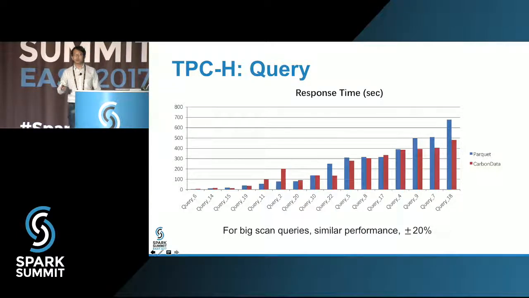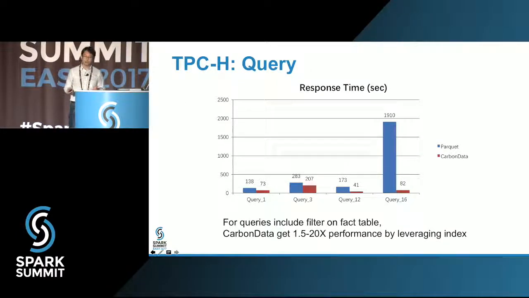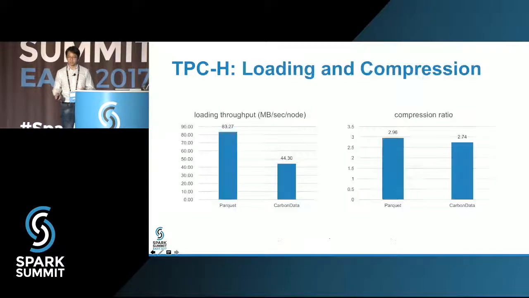So among the 22 test cases in the TPCH, if we pick those cases which have the bit scan, actually they perform very closely. For some queries Carbon scan is faster, for some Parquet is faster, but overall they are very similar. But if you look at the query which has the filter on the fact table before the join, Carbon can leverage its multi-level index to prune the files and prune the block list, so less I/O will be performed. In that case, Carbon can perform up to 20 times faster.